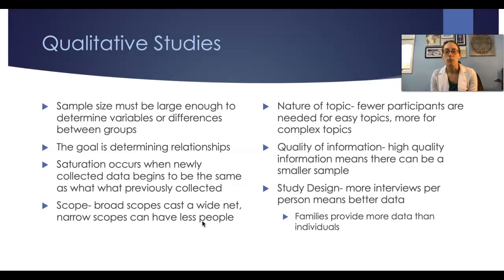And then the quality of information. So high quality information means there can be a smaller sample because it's harder to get really good high quality data. And for example, in qualitative studies, a lot of times that's asking questions. So I'm going to get a lot more data by sitting down and interviewing a person one-on-one with 100 questions than I will asking 300 people 10 questions. So that's kind of the difference there in the quality of information. And then study design. So more interviews per person means better data, and families provide more data than individuals.